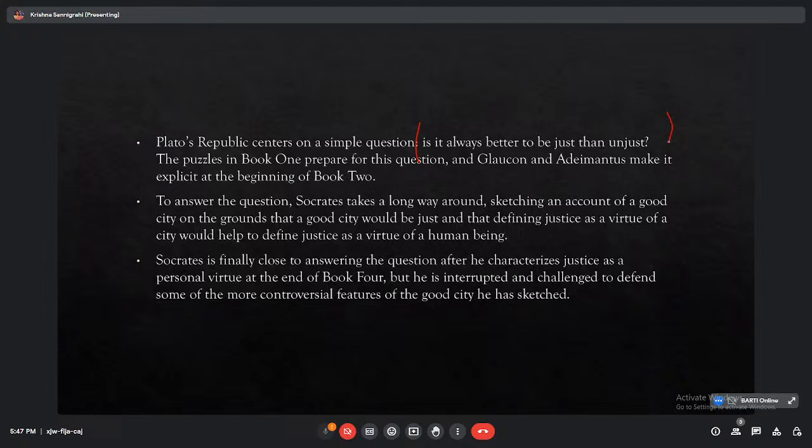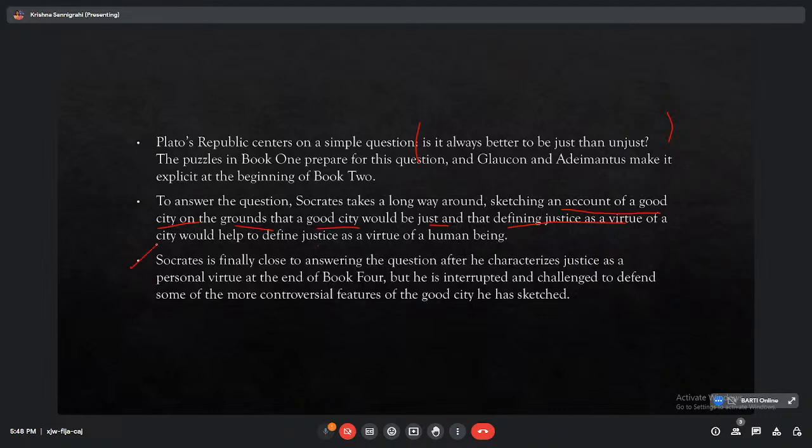of Book 2. To answer the question, Socrates takes a long way around, sketching an account of a good city on the grounds that a good city would be just, and that defining justice as a virtue of a city would help to define justice as a virtue of a human being.